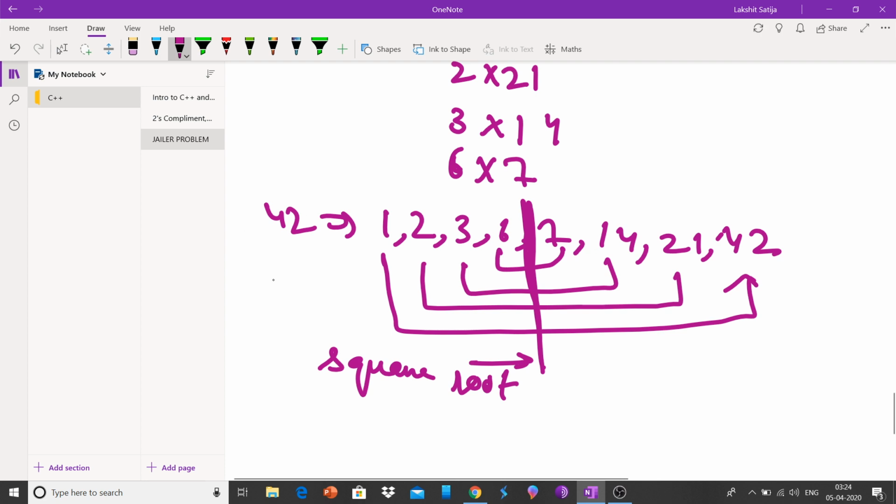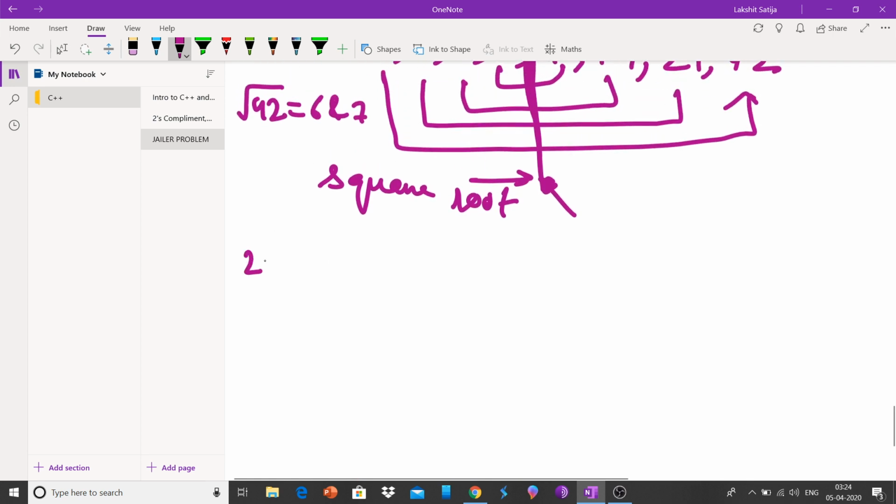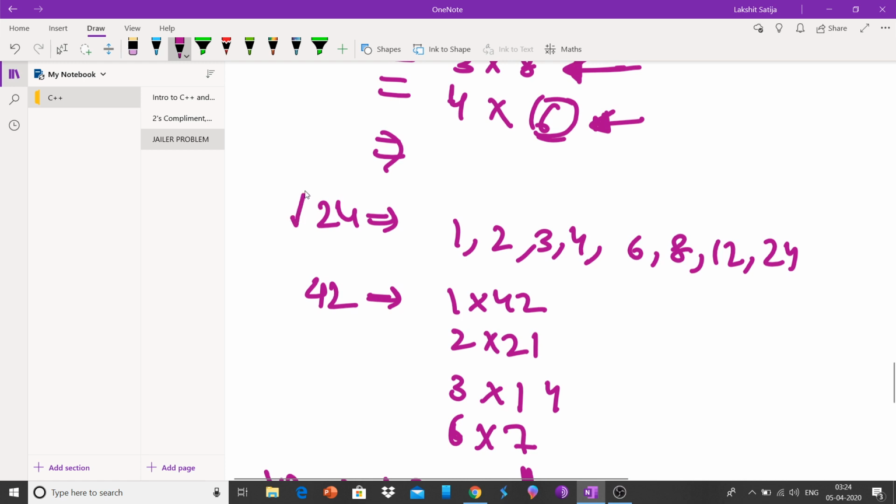So the square root of 42 is somewhere between 6 and 7. So it is symmetric about the square root line. You can see that. Same is the case with 24. So 24 we can do above only. So the square root of 24 lies between 4 and 5.